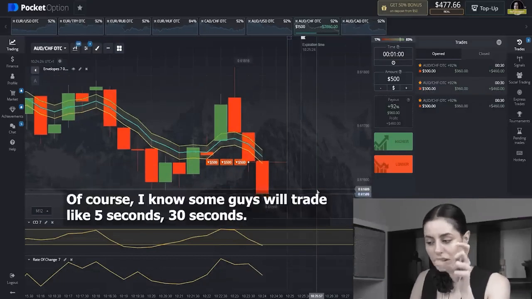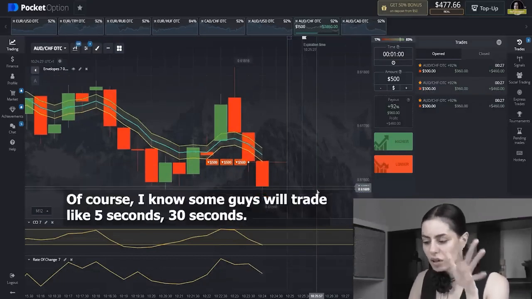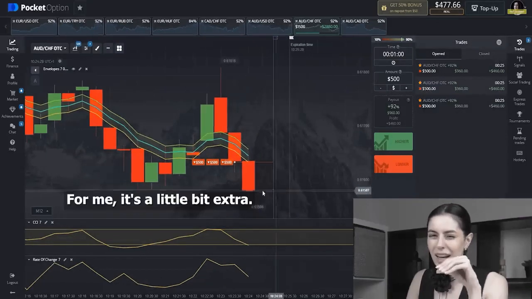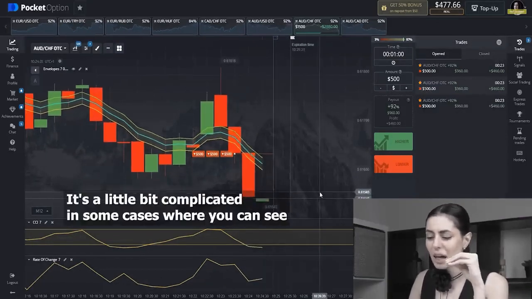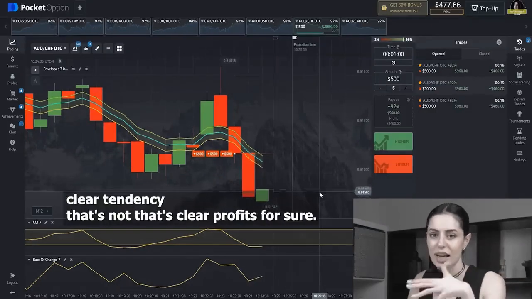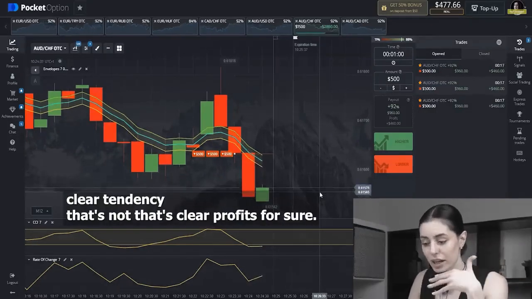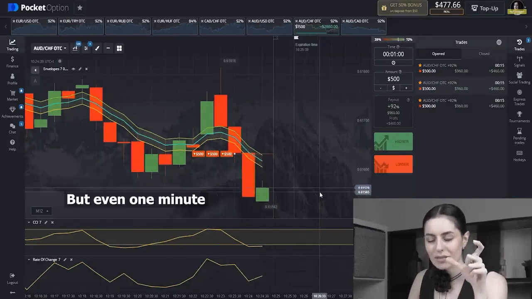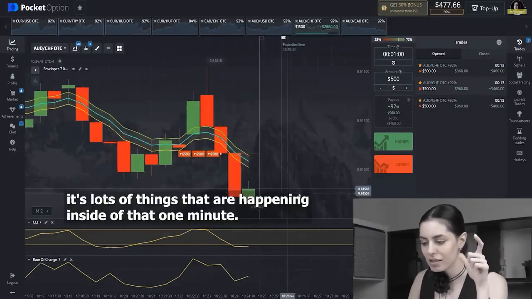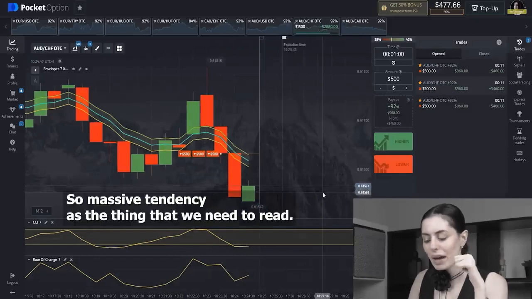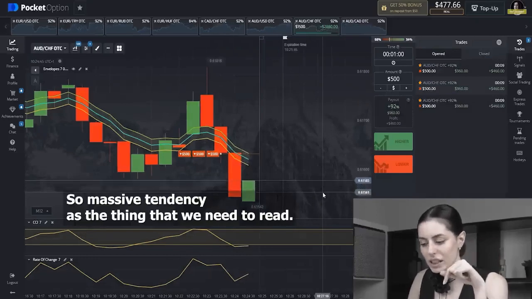Of course, I know some guys who trade 5 seconds, 30 seconds. For me, it's a little bit extra. It's a little bit complicated. In some cases where you can see a clear tendency, that's nice. That's clear profits for sure. But even 1 minute, there are lots of things happening inside of that 1 minute. So the massive tendency is the thing that we need to read.